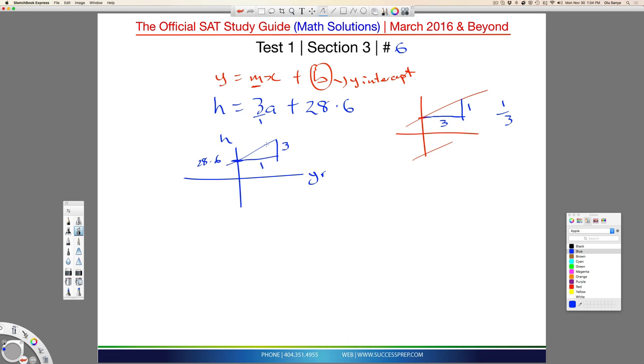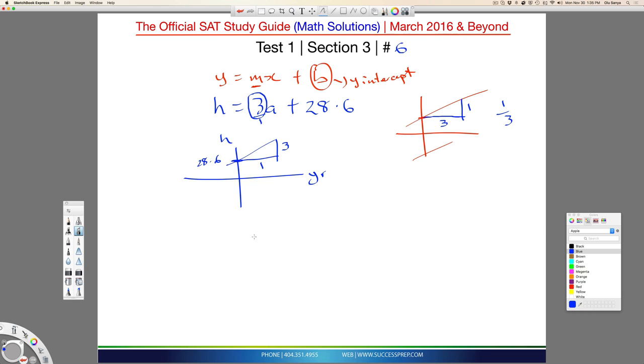It says, based on the formula, what is the estimated increase in inches of the boy's height each year? Essentially, this slope of 3 has told us that, because if you truly understand the equation of a line setup, you know that the number in front of this a is your slope. And what does slope tell you? It tells you what happens in increments. So for every 1 year, it goes up by 3.